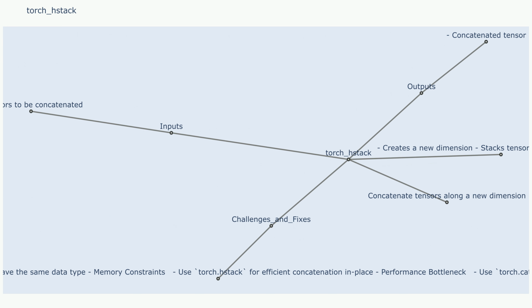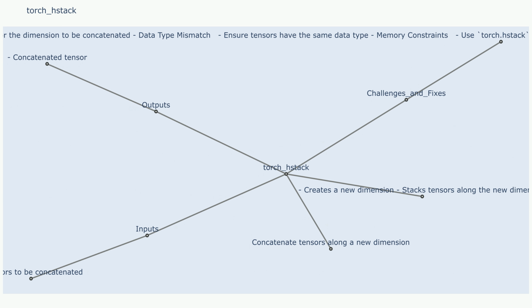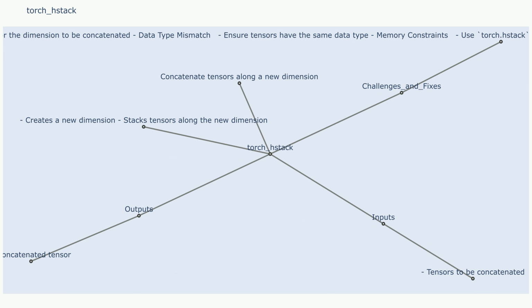Challenges and fixes. Challenge 1: incompatible number of rows. Trying to stack tensors with different numbers of rows will result in a value error. Sample use case that resulted in challenge 1. Python. import torch; tensor1 = torch.tensor([1, 2, 3, 4]); tensor2 = torch.tensor([5, 6, 7]); torch.hstack((tensor1, tensor2)).